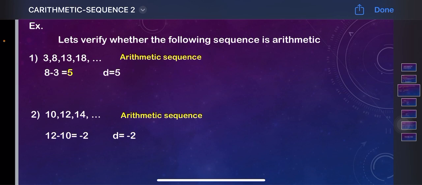Okay, let's go to our second example: 10, 12, and 14. For us to know again the common difference, we have to subtract the first term from the second term. 12 minus 10 equals 2. 14 minus 12 is also equal to 2, meaning the common difference of this arithmetic sequence is 2.